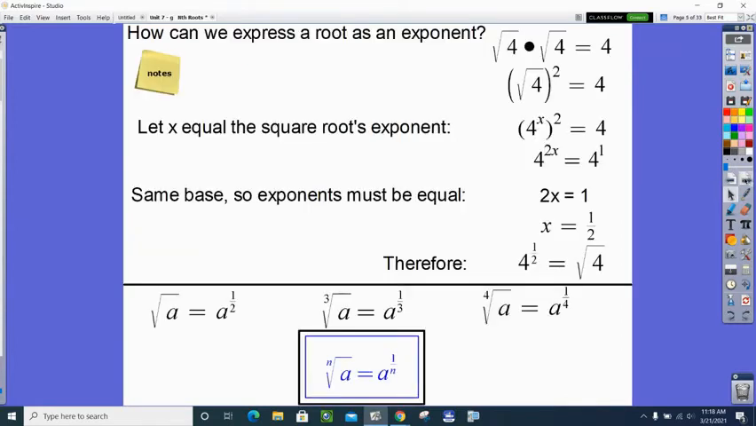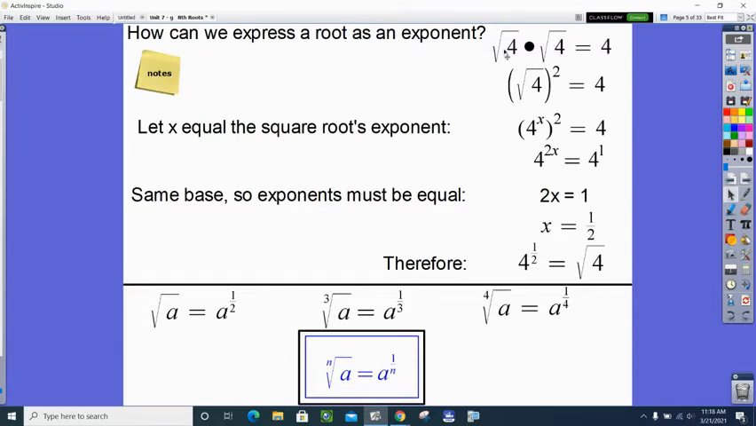Okay, so I want to get to this idea of, can you have a fractional exponent that I showed you on that first slide? So I'm actually going to walk you through, this is the rule down here, but why? So what I'm going to do is I'm just going to start with the square root of 4 times the square root of 4, which would be 2 times 2, which is 4. Does everybody agree that that's a true statement?